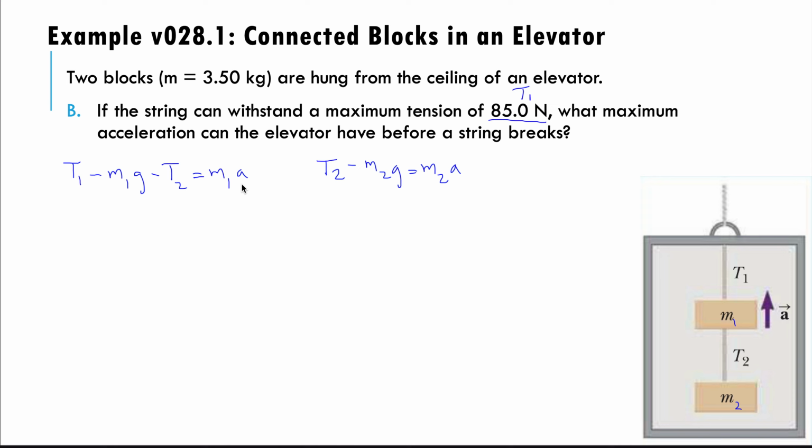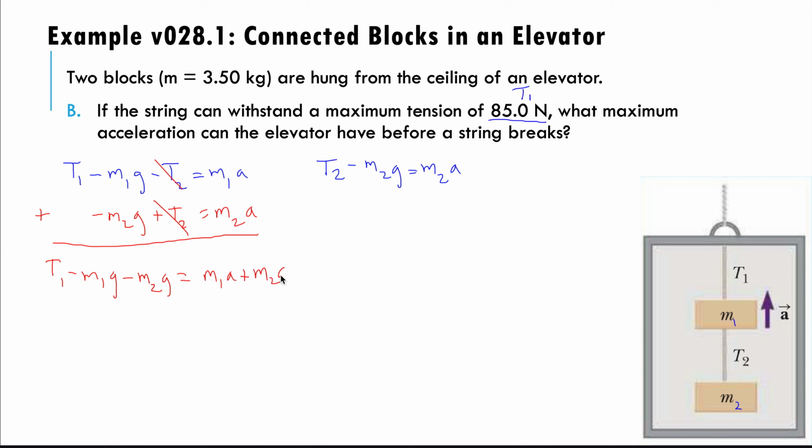I'm going to use the elimination method. I'm going to write this equation here below because the T2's will cancel out. I'm going to write the M2G term first, this one first, and then the plus T2 and M2A. So I just rewrote the equation, and I'm going to add them so that they will cancel out. These T2's will cancel out. And then we just add everything. T1 minus M1G minus M2G equals M1A plus M2A.